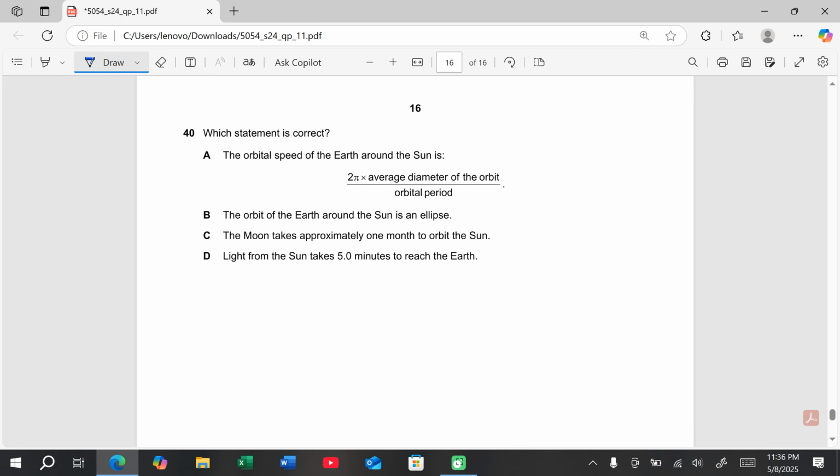In the last essay, which statement is correct? The orbital speed of the Earth around the Sun is 2 times pi times average diameter of orbit divided by orbital period. That should not be average diameter, it should be average radius. The orbit of the Earth around the Sun is an ellipse. Yes, that's correct, but let's see the other ones. The Moon takes approximately 1 month to orbit the Sun. No, it orbits the Earth, not the Sun. Light from the Sun takes 5 minutes to reach the Earth. That's wrong as well. So 40B is the right answer.